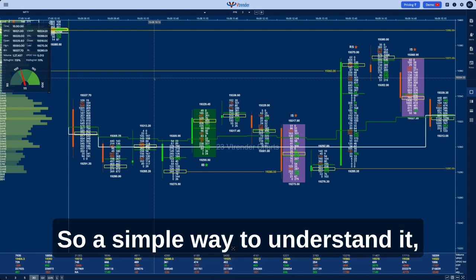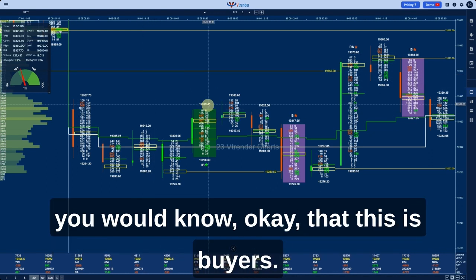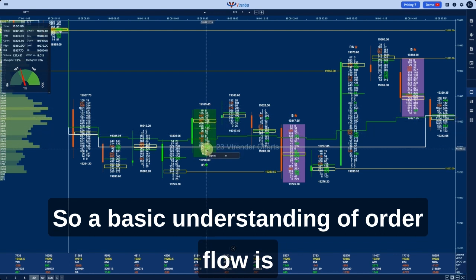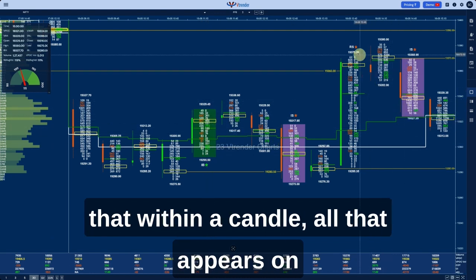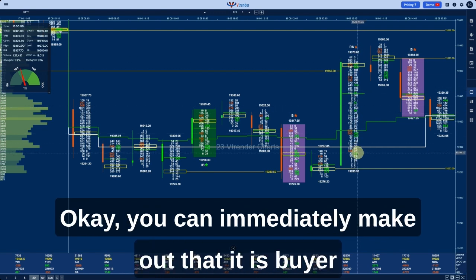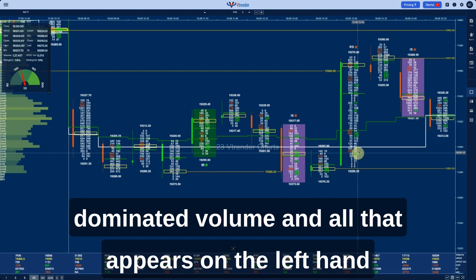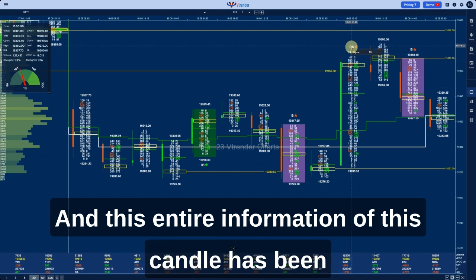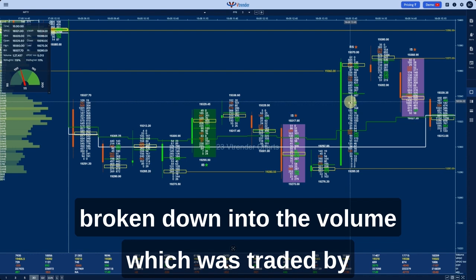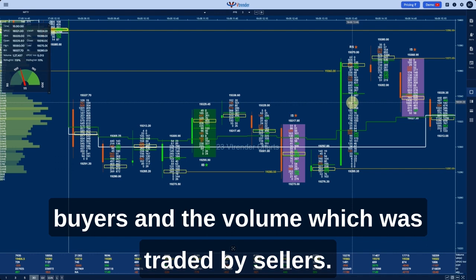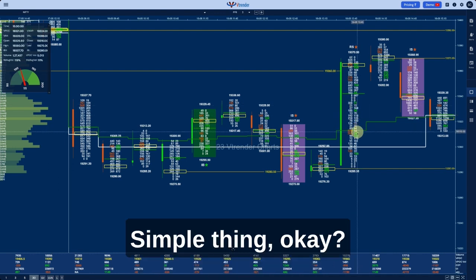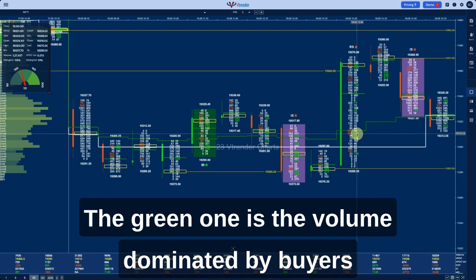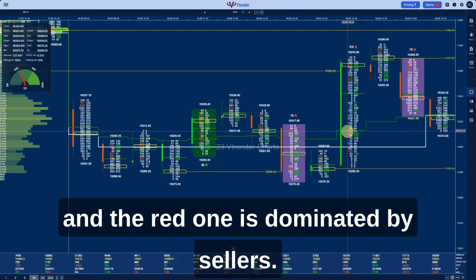So a simple way to understand it, all the greens which you would see. A basic understanding of order flow is that within a candle, all that appears on your right hand side, because it's green, you can immediately make out that it is buyer dominated volume. And all that appears on the left hand side of the candle, this is the candle for this bar. This is the candlestick of this bar, and this entire information of this candle has been broken down into the volume which was traded by buyers and the volume which was traded by sellers. And how do we know which one is which? Simple thing, the green one is the volume dominated by buyers, and the red one is dominated by sellers.